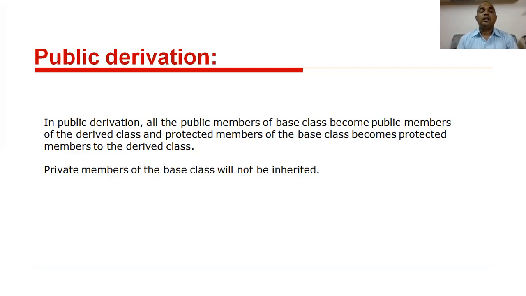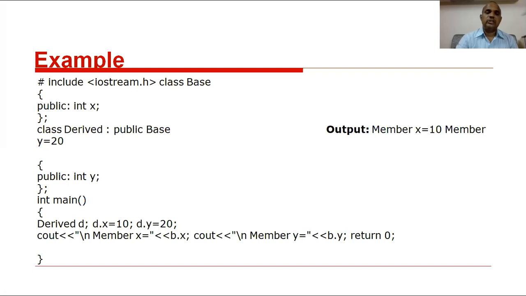Clear? Then private members of the base class will not be inherited in any of the three ways: public derivation, private derivation, or protected derivation. The private members are not visible or not inherited. Remember this point. Our next one is the example of public visibility. Here, with public visibility, the derived class can derive the properties of the base class.